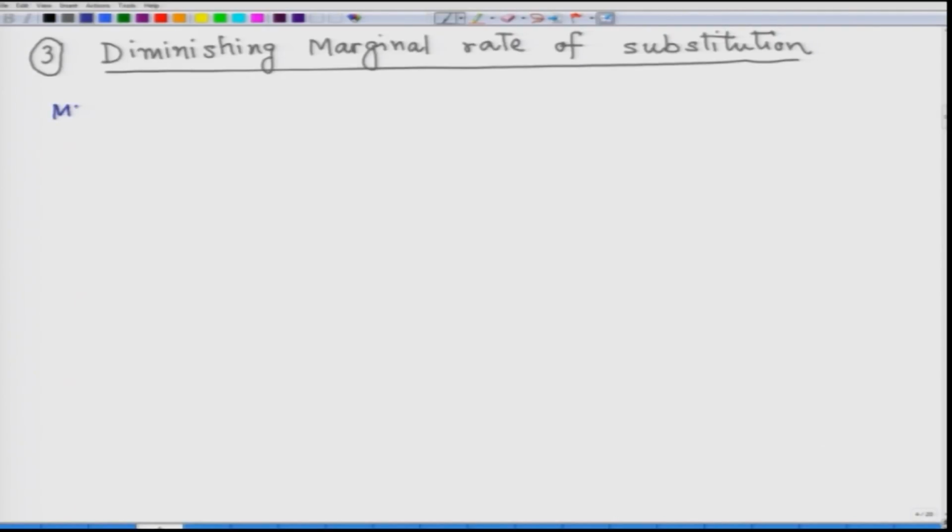So, marginal rate of substitution between two goods 1 and 2 is defined as the negative of the slope of the indifference curve. Remember, on indifference curve the utility is fixed. So, we need to write this. So, this tantamounts to the ratio of marginal utilities.